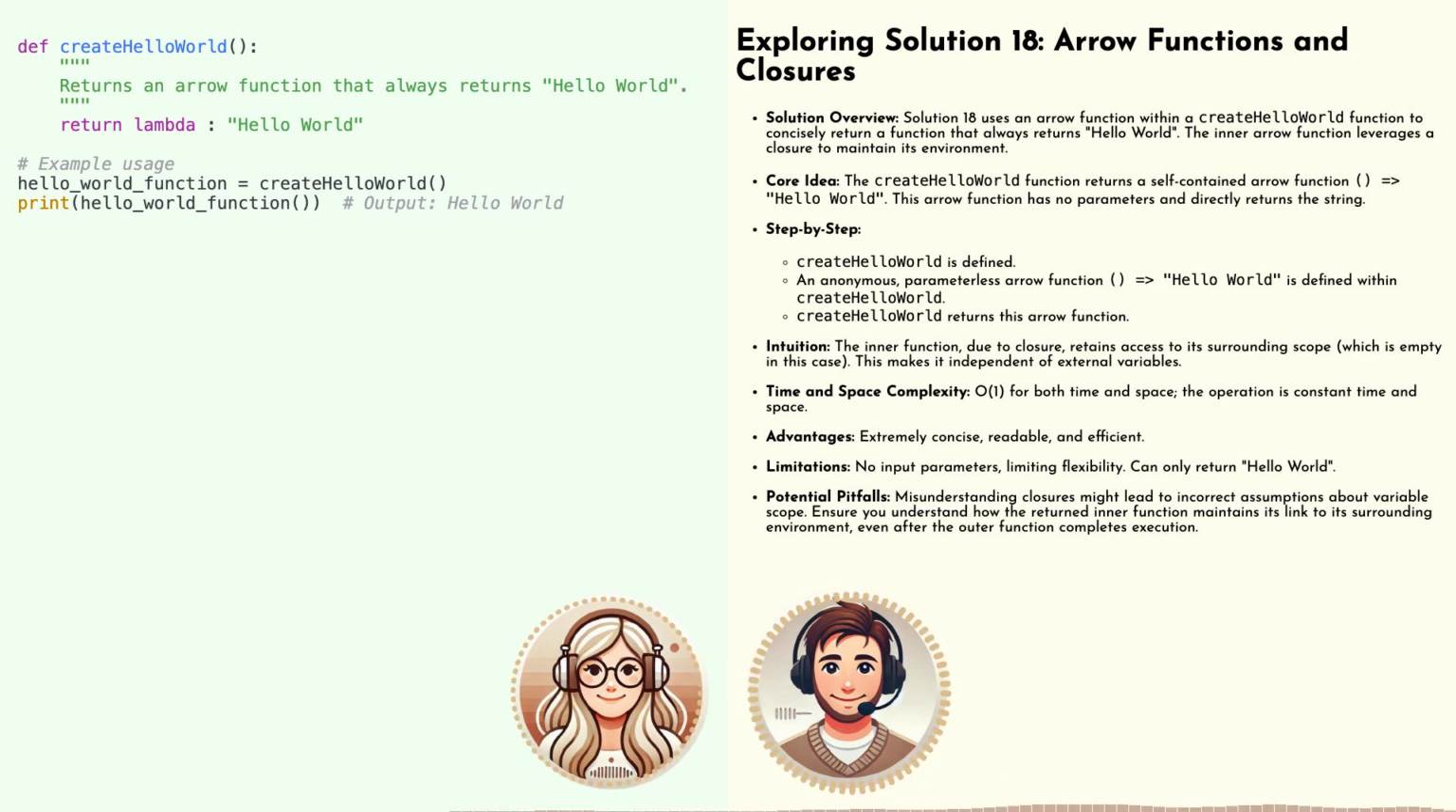But I'm curious, how does that inner arrow function know to always return hello world without explicitly taking any input? What's the magic behind that? That, my friend, is the magic of closures. Think of it this way. That inner function, even after it's been created and returned by the outer function, by create hello world, it still has this little piece of its birthplace with it. It's as if it's holding on to this secret message, hello world. And it's going to faithfully deliver that message whenever it's called.